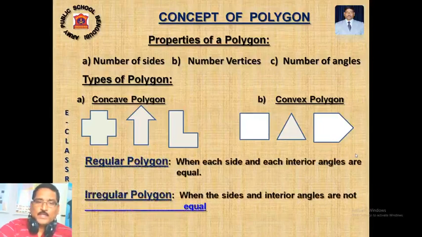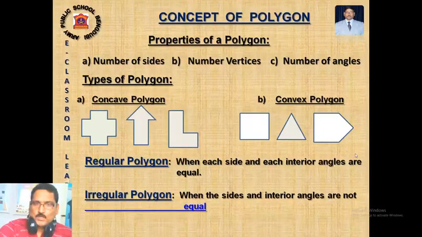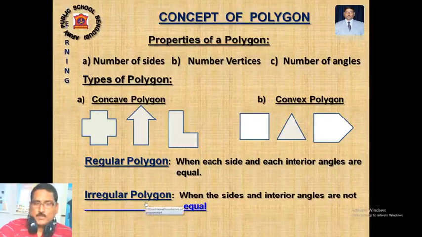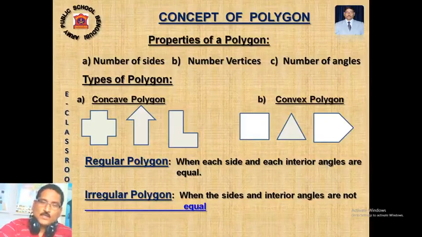Convex polygons are again classified into two groups: regular convex polygon and irregular convex polygon. Regular convex polygon means what? When each side and each interior angle are equal, then it is called a regular convex polygon.